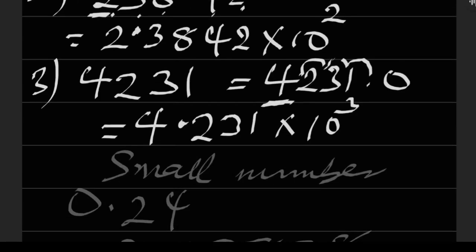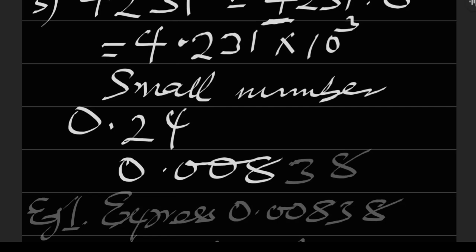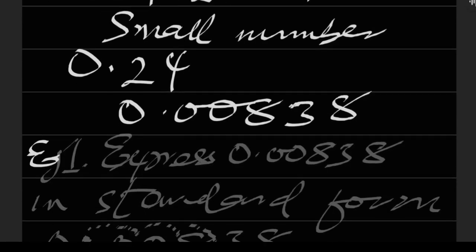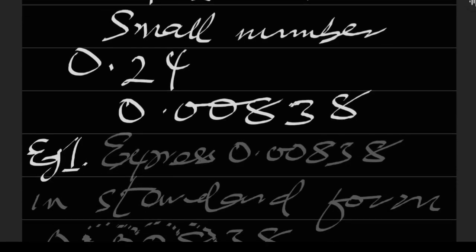Well, if we are dealing with small numbers, I want to combine everything. Small numbers are those numbers that are less than 1. If you have a number like 0.24, this is a small number because it's less than 1. If you have a number like 0.00838, this is a small number. So how is the working principle for this one? Let's solve an example. Example 1 for small numbers. Express 0.00838 in standard form.